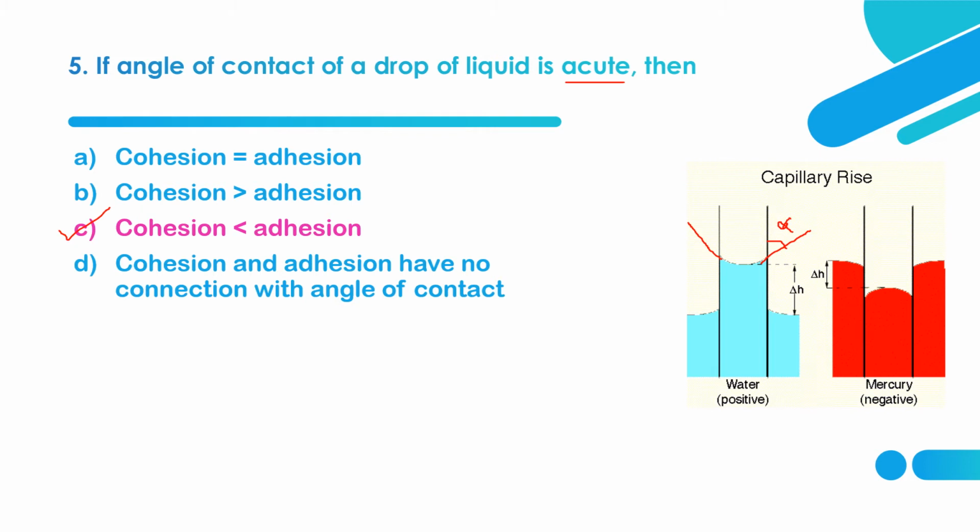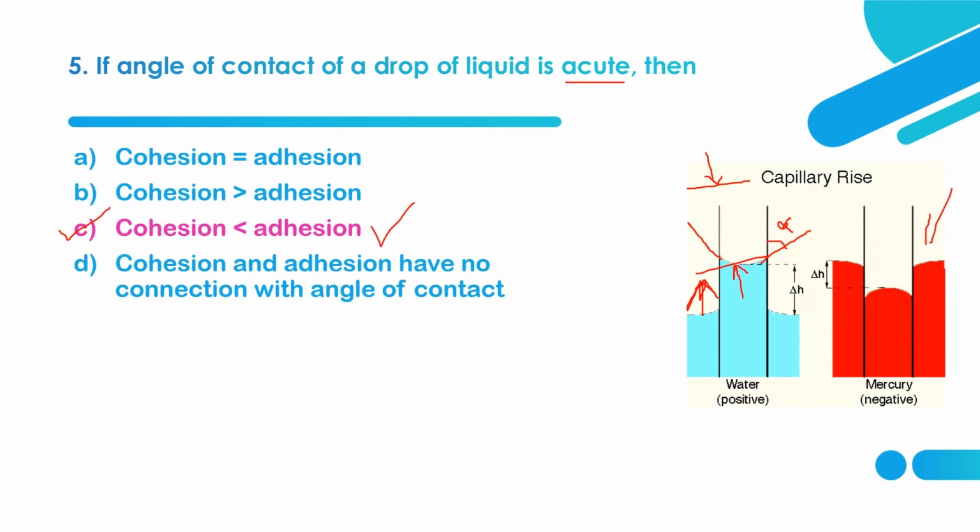This is the contact angle. If the case is capillary rise, then cohesion shall be less than adhesion. Adhesion means what? It's an attractive force between two different objects, here atmosphere and here liquid medium. So attraction between two different objects. That's why capillary rise happens. So the angle of contact is acute. Therefore, cohesion is less than adhesion.